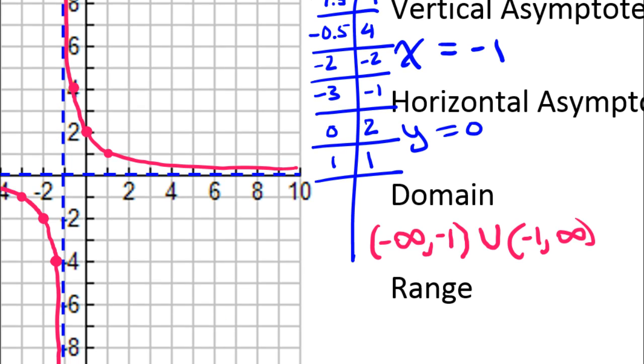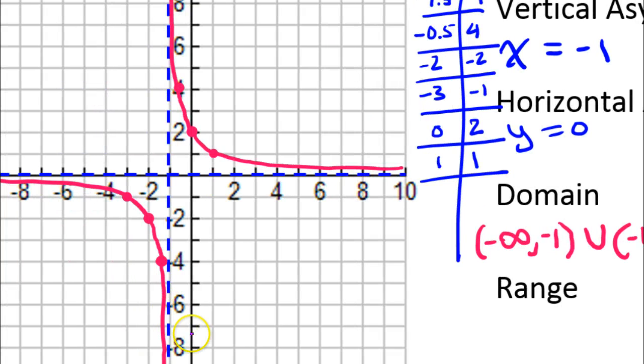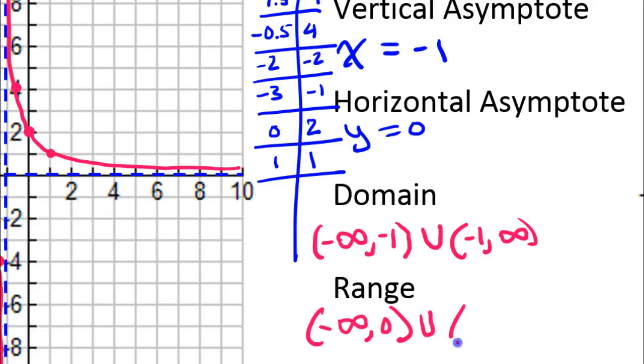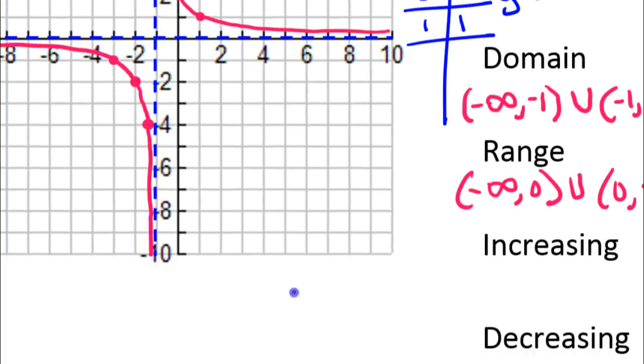The range is going to be almost the same thing, but range goes from bottom to top. So the range is going to go from -infinity to 0, all right, because that's where the asymptote is. So -infinity to 0. Union. And then it picks up after the horizontal asymptote, and it goes from 0 to +infinity. All right, so there's the range. We had to skip over the asymptotes.